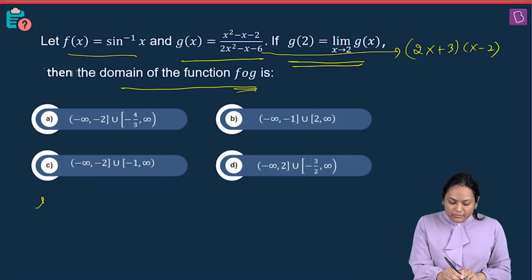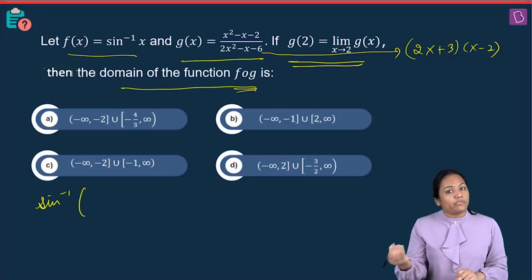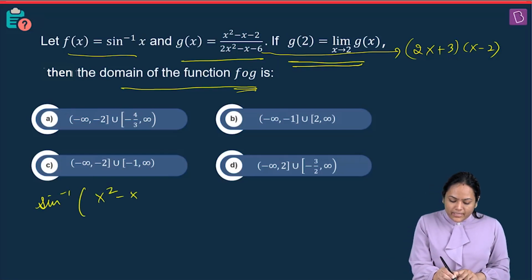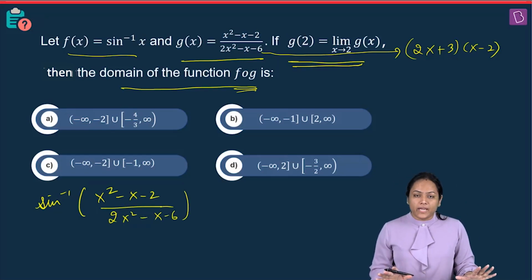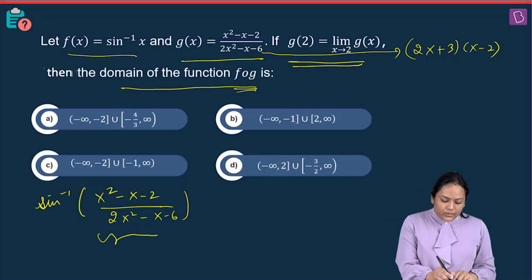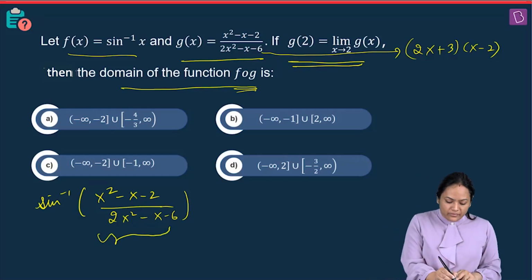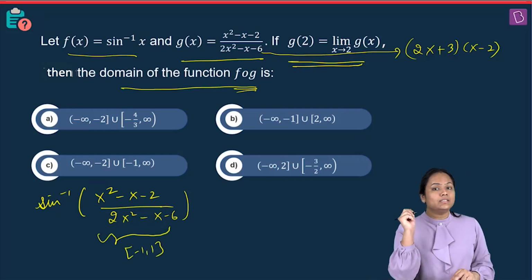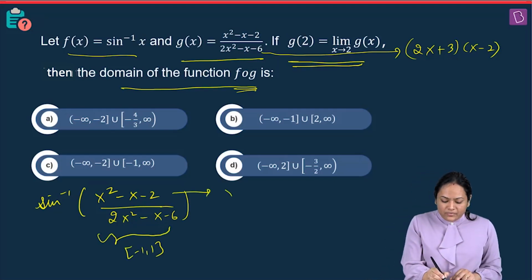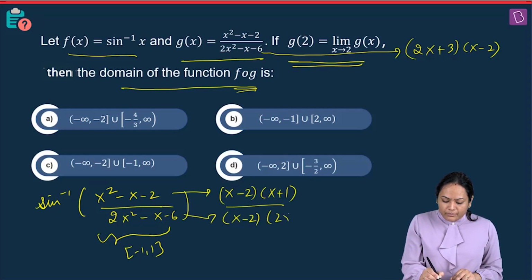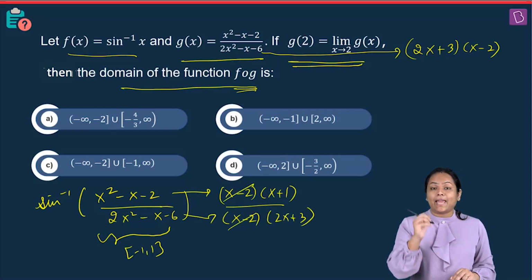Further, if I write my f(g), it becomes sine inverse of (x² − x − 2) divided by (2x² − x − 6). This has to be defined, right? That means the part written inside sine inverse should definitely lie between −1 and 1. And one more thing we can do is that my numerator has factors (x − 2) multiplied by (x + 1), and my denominator has factors (x − 2) multiplied by (2x + 3). So I can cancel this (x − 2).